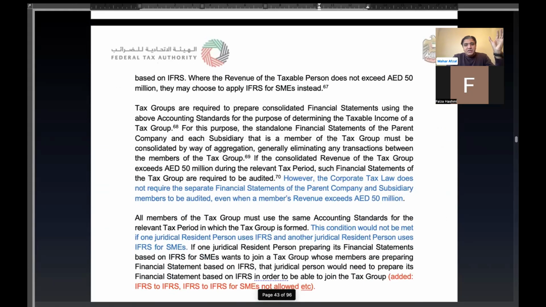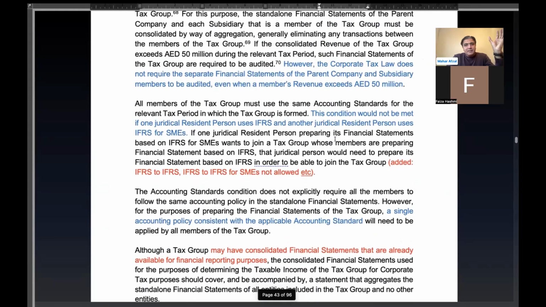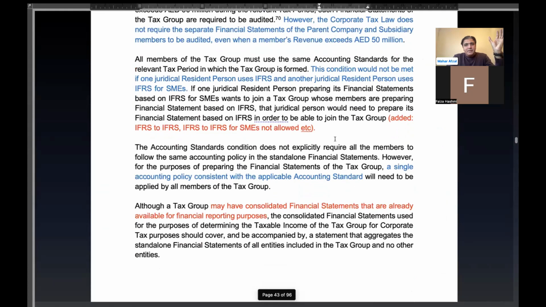Basically, all these conditions need to be met. I have added one word here, and this is important. IFRS to IFRS, IFRS to IFRS for SMEs, not allowed. Apple to Apple comparison: you cannot say one company is preparing IFRS and the second is doing IFRS for SMEs. This is not allowed. It has been mentioned here.